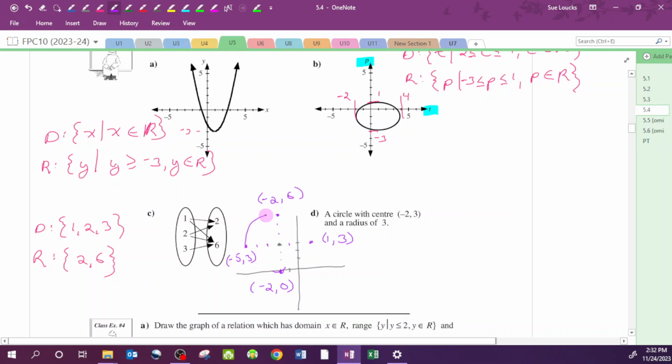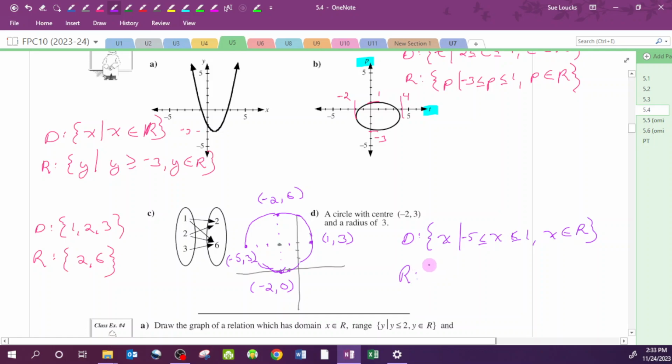And then I can draw my circle through these points. And so that's the outer limits of what my values can be. So my domain is the set of numbers x such that x goes from -5 to 1, less than or equal to 1, and x is an element of the real numbers.